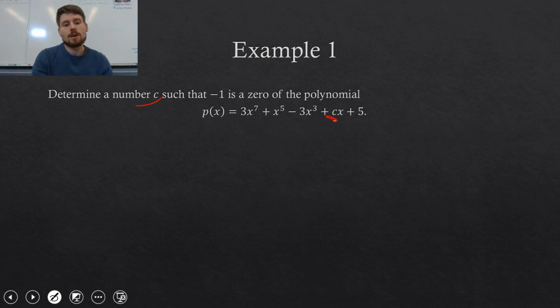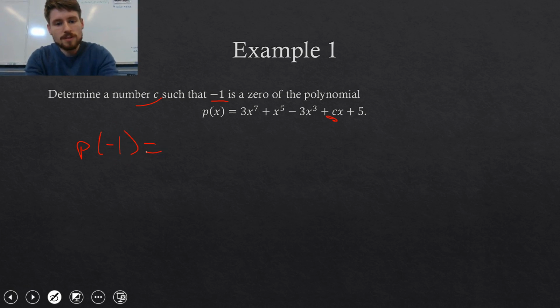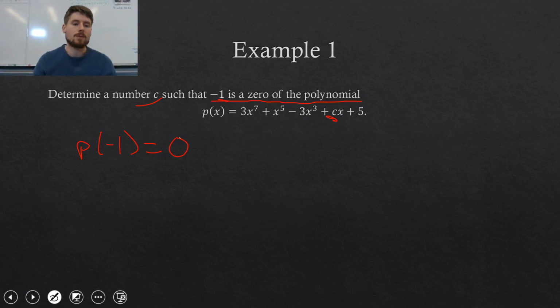So it really gets at the heart of what it means for something to be a 0. To be a 0 means that when you plug it in, you get 0 out. So this is telling us -1 is a 0 of the polynomial, which tells us that p of -1 is 0. You plug it in, you get 0 out. And so if you wanted to figure out what c needs to be, which is right here in our expression, everything else we found numbers for. We just evaluate p at -1 and set it to 0, and we're just going to figure out what c is. So let's go ahead and do that.